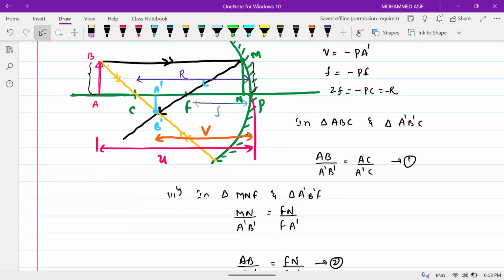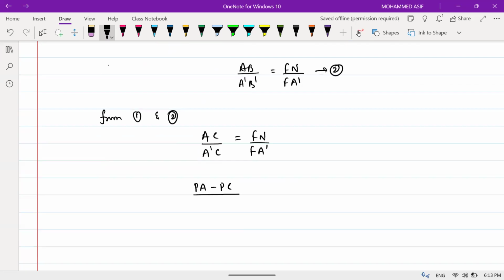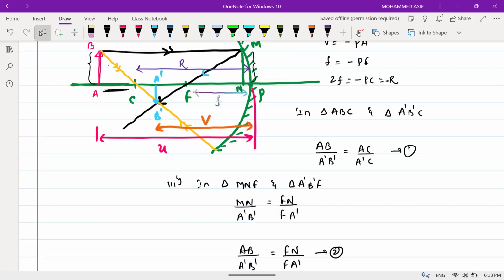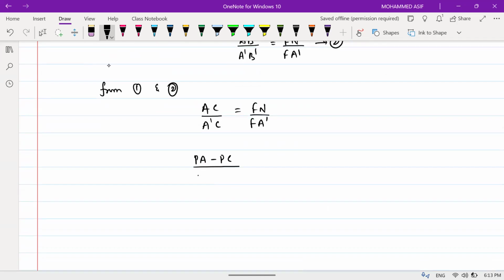Anyone? PA minus PC, isn't it? AC, this part I need. This will be equal to PA minus PC. So I can write here from the figure, AC will be equal to PA minus PC divided by A'C. A'C will be equal to, from C to P, that is PC, minus PA' will give me the CA'. So I can write A'C will be equal to PC minus PA'.